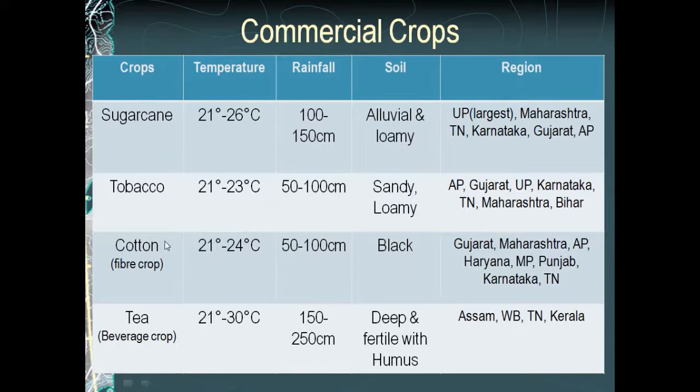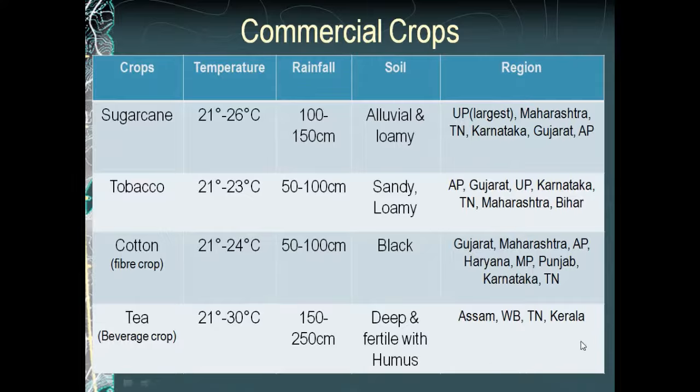Actually, in India we grow more short staple cotton. Long staple cotton we import from other countries. Recently, in Punjab and other places, they are growing long staple cotton, which is very important. Gujarat, Maharashtra, Andhra Pradesh, Haryana, Madhya Pradesh, Punjab, Karnataka, and Tamil Nadu grow cotton.